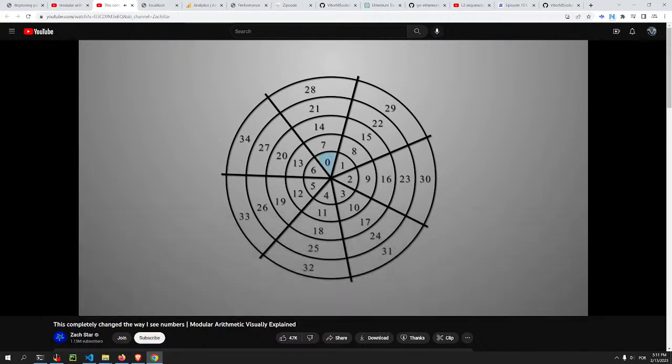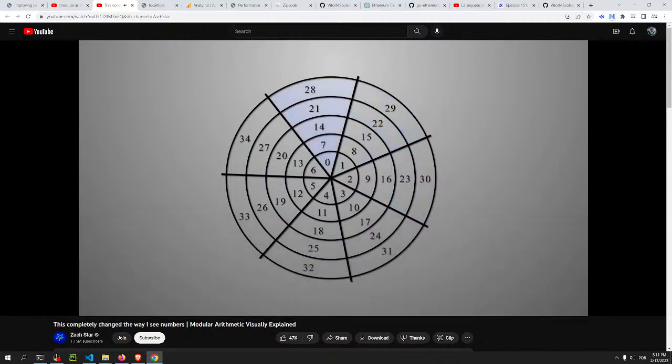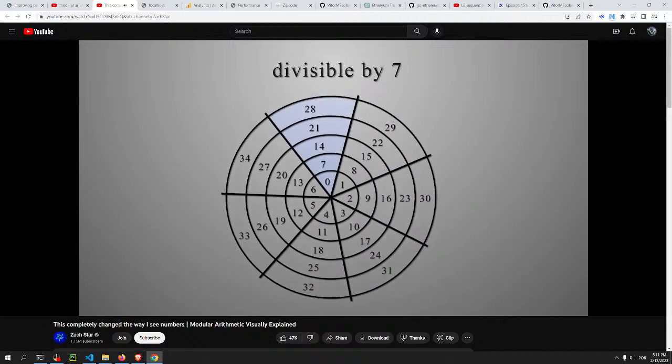The wheel starts at 0 and goes around to 6. It then jumps up to 7 and it continues going around in the spiral. One thing to note is that as we move up some section, we simply are adding 7 each time, which means this section starting at 0 is the numbers divisible by 7 section.